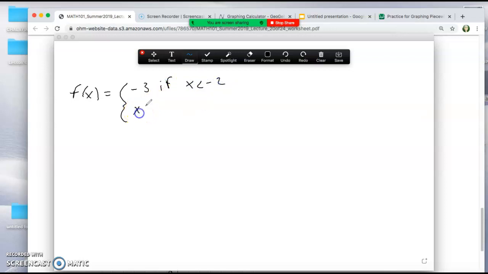We have x squared if x is between -2 and 1 or equal to, and then 2x plus 3 if 1 is greater than x. Now whenever you have an inequality, remember you always read it with the variable first. So this would be incorrect if I said 1 is less than x. I would have to read it x is greater than 1 because we don't know what x is. So we can't say 1 is less than x if we don't know what x is. So x is greater than 1. You always start with the variable.